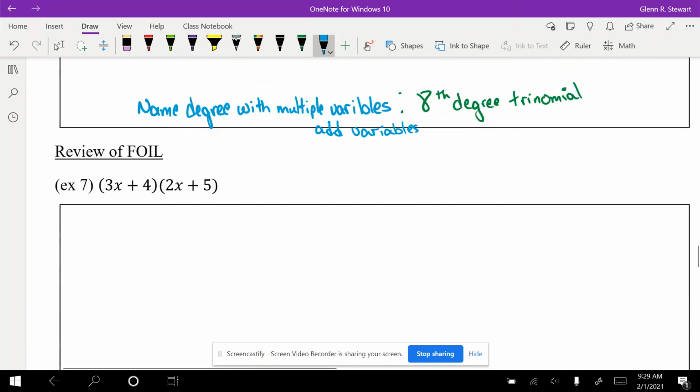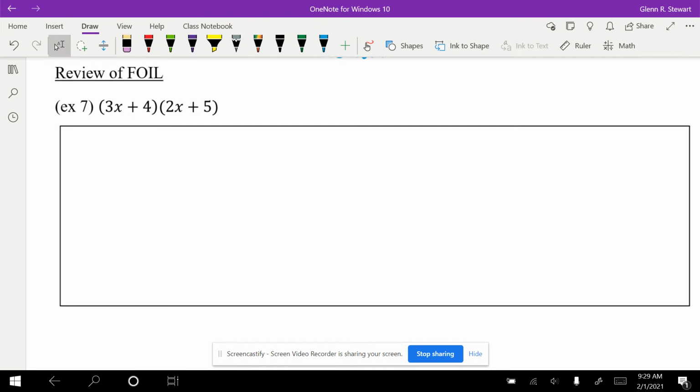All right, I've only got 2 more examples for you here. This one is a review of FOIL. Hopefully you're all familiar with FOIL from last year and then some from this year. FOIL is literally just double distribution. I like to take my finger and cover up the 4 and then distribute. And then I like to cover up the 3x with my finger and then distribute.